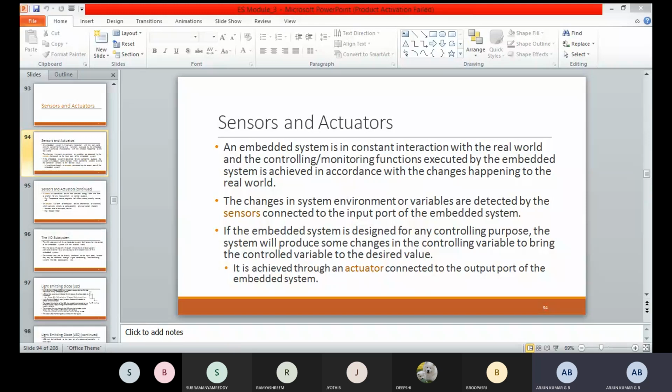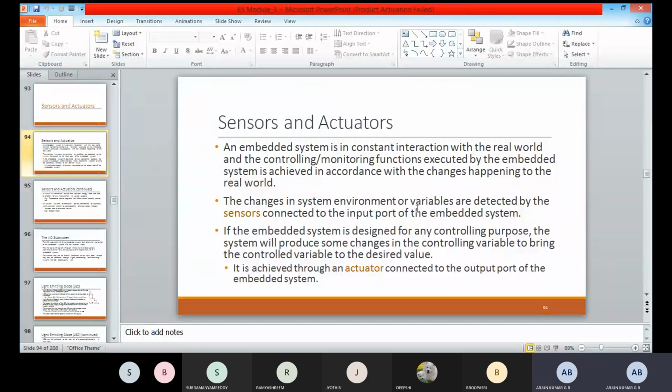Suppose you take an example, controlling a valve. Based on the water level, the sensor will send the signal to the microcontroller or embedded processor. Then, if the tank is filled, the microcontroller will send the signal to the actuator to close the valve. Opening and closing valves are even mechanical switches. That should be performed by using electromechanical equipment. Electromechanical equipment is called an actuator.